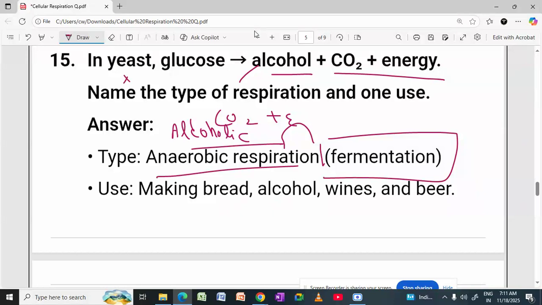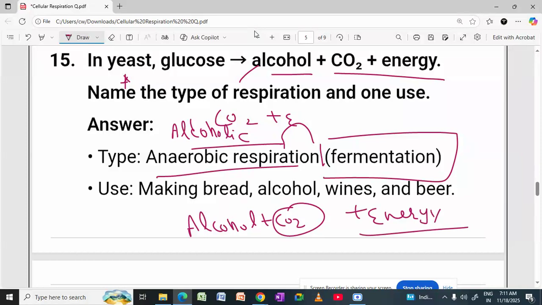Okay, so in case of yeast, a question can come: alcohol is there as a product, and also carbon dioxide is there. Obviously I'm saying the respiration equation, so energy will definitely be there. But this is the equation for anaerobic respiration, or I can say fermentation. And what are the uses? Making bread, alcohol, wines and beer. So these are the uses of anaerobic respiration.